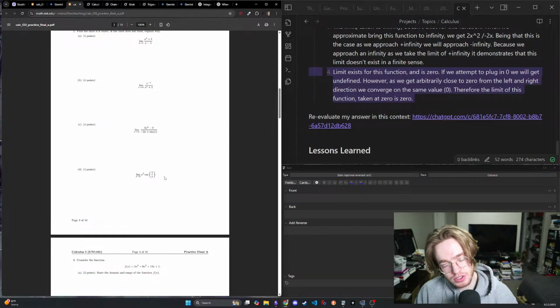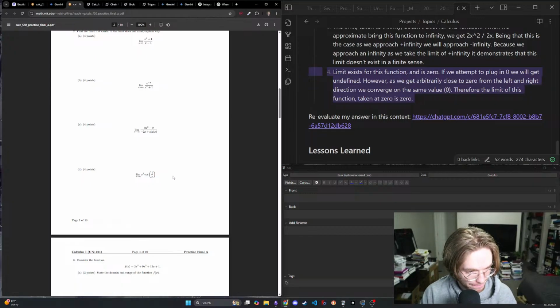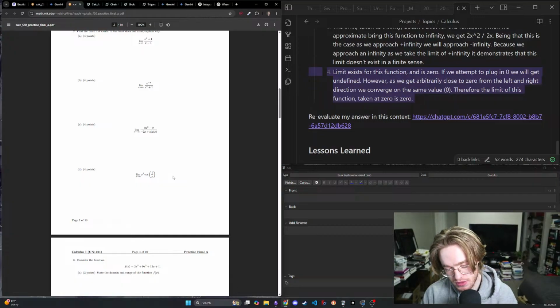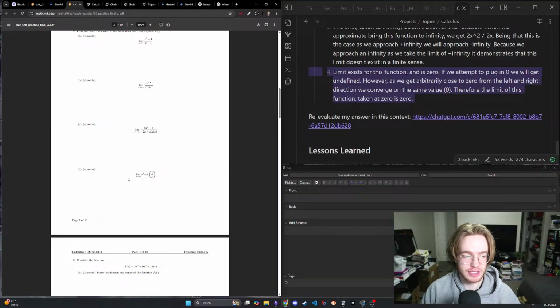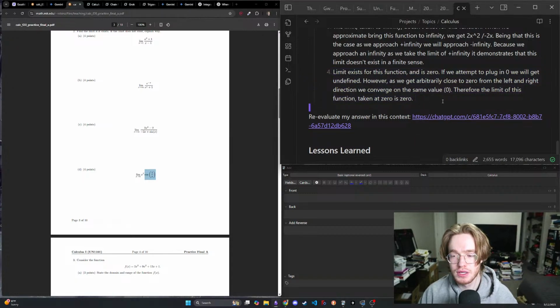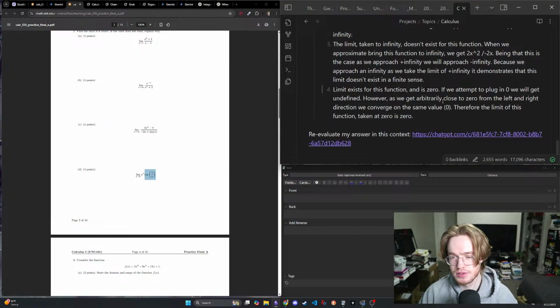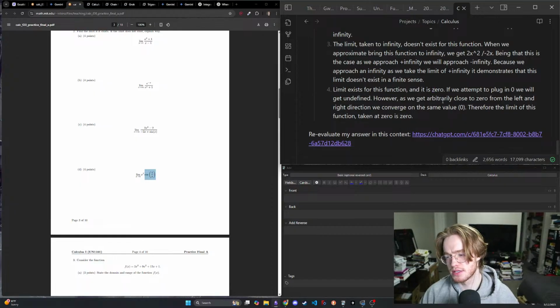So we know that cosine has a range of negative 1 to 1. So we know that this will always be between negative 1 and positive 1. Okay, let's see. The limit exists for this function, and it is 0. If we attempt to plug in 0, we will get undefined.